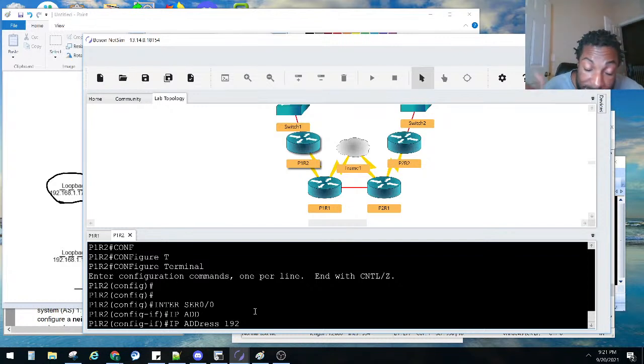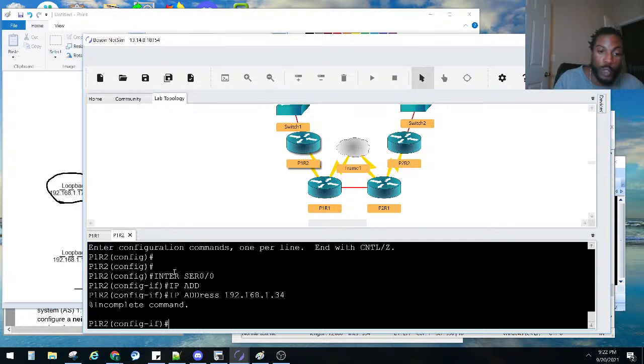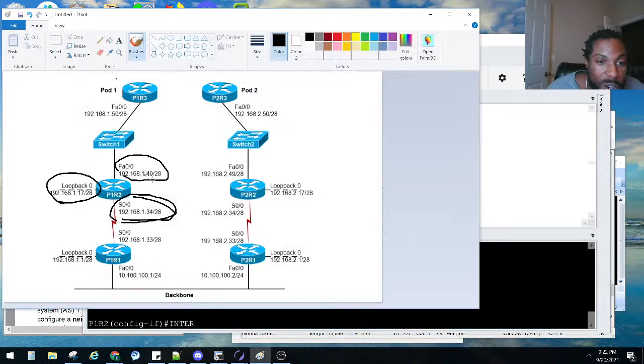Anybody know what the subnet mask is? Written in CIDR notation it is /28. How do you write that as a subnet mask? Pop quiz, right? First one that gets it gets a free bruh. 192.168.1.34, subnet mask of. I'm going to leave that blank while y'all figure that one out. Let's go on to the loopback while y'all figure that out. They all have the same subnet mask, so I've got to wait on y'all.